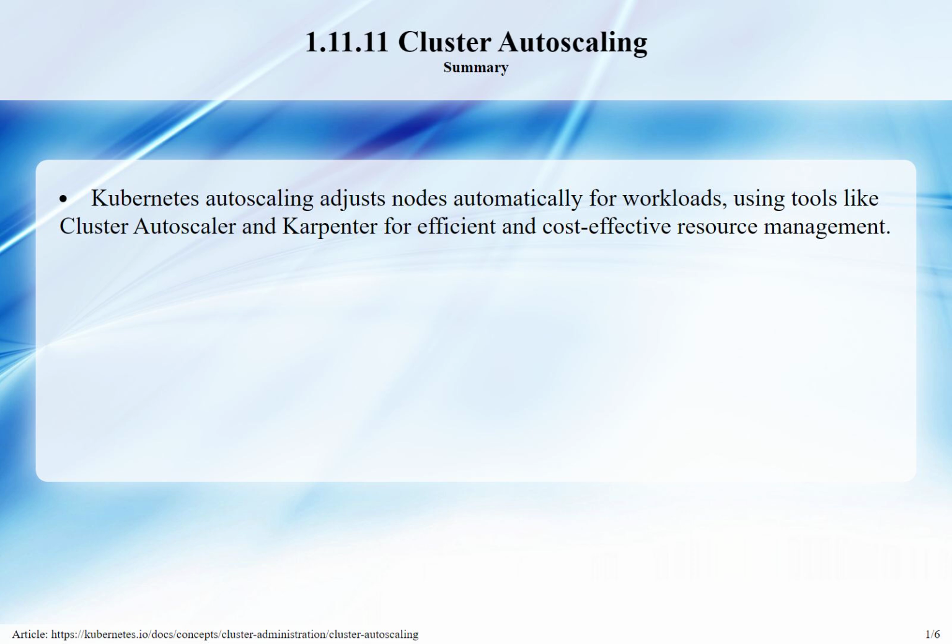Cluster autoscaling in Kubernetes helps manage node resources to run workload and system pods efficiently. Two main scaling methods are horizontal, adjusting the number of nodes, and vertical, altering the capacity of nodes. Tools like Cluster Autoscaler and Karpenter enable automated scaling, enhancing resource management and cost efficiency through integration with cloud providers.